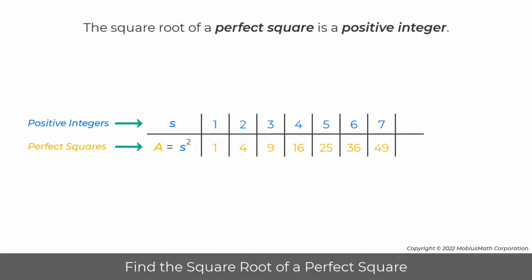For example, the next perfect square is 64. A number that is multiplied by itself to get 64 is 8. So, the square root of 64 is 8.